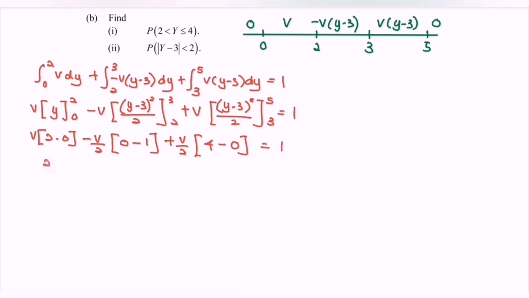So based on the situation, we have 2v, minus becomes plus, v over 2, and then continuing, we have 2v plus v over 2 equal to 1. So we have 4.5v, or 9v over 2, equal to 1. So v is equal to 2 over 9. So we have already shown the situation. So kindly substitute it in the real number line.